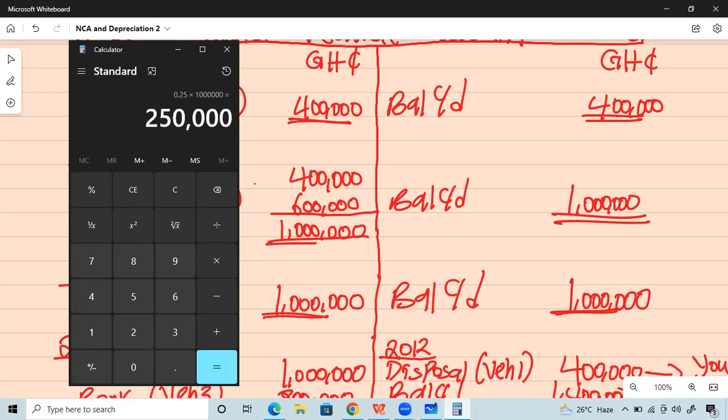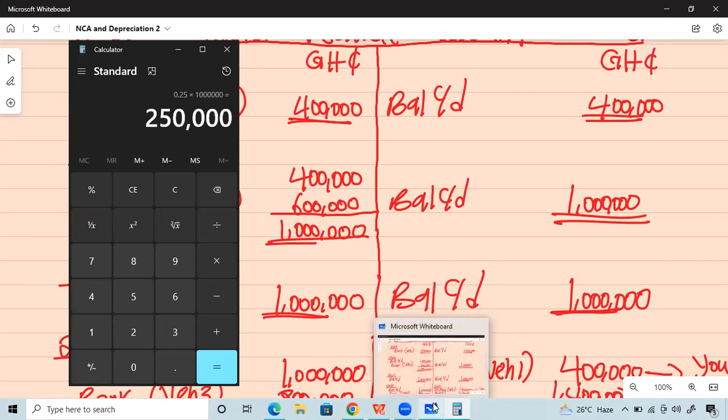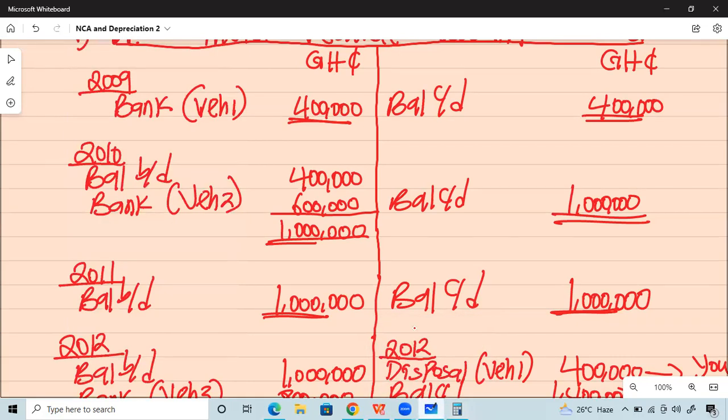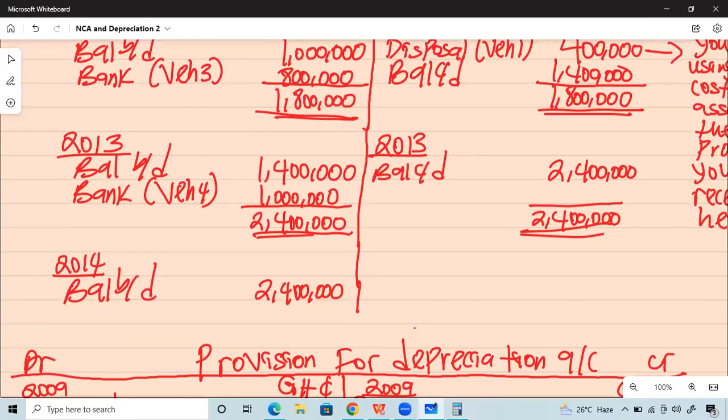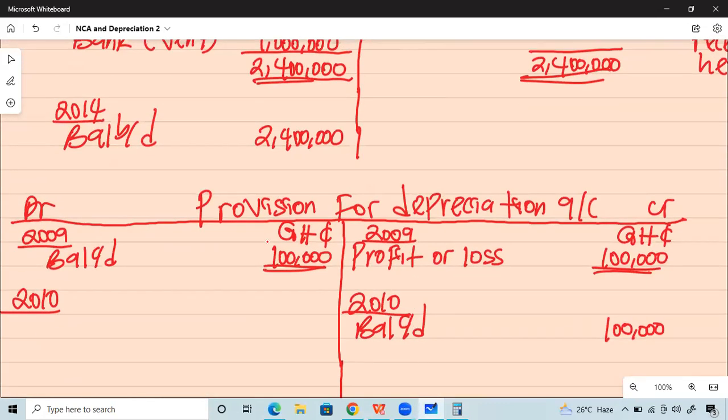Then you multiply the 25% on the value of the asset that you have at the end of that year. So at the end of that year, I have 1 million value of asset. 25% of 1 million, that's 250. So that will be your depreciation. Then you say statement of profit or loss. This is 250.